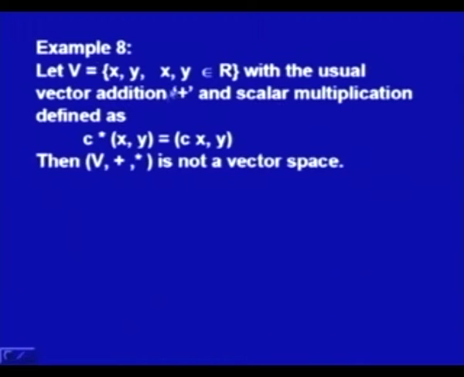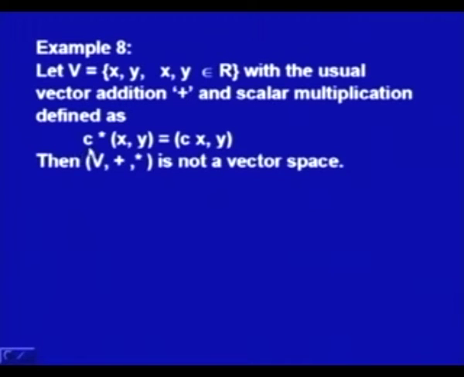Another example which is not a vector space. Now, we take an example where we have x, y belonging to R. So, this is a pair x, y, they belong to R. So, it is R2 with the usual vector addition plus and scalar multiplication defined as c star x, y is equal to c x comma y. Now we are defining this scalar multiplication in a slightly different manner.